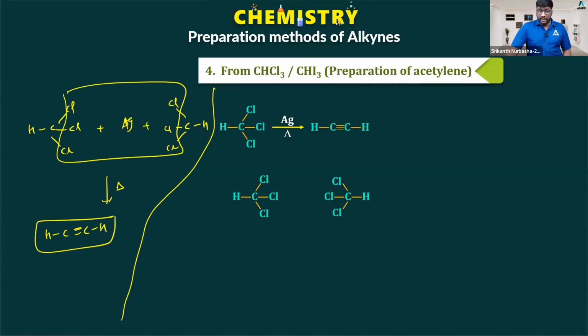Apart from alkenes, terminal alkynes are generally acidic in nature, and they show some acid-base reactions. Alkenes will not show such types of reactions. Let us look at the reactivity, physical properties, and chemical properties as well.